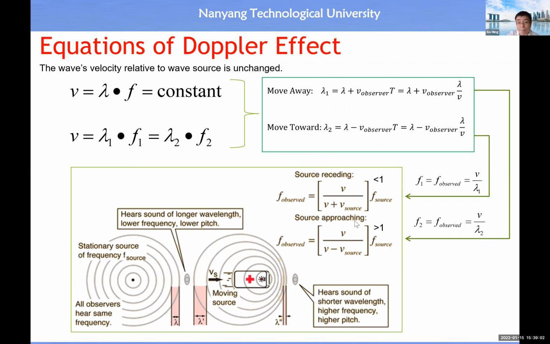So when the source approaches the observer, you will see in this case, this factor is greater than 1, and this factor is smaller than 1. So it's quite a simple mathematical equation. This slide helps you to understand the mathematics behind the Doppler effect.